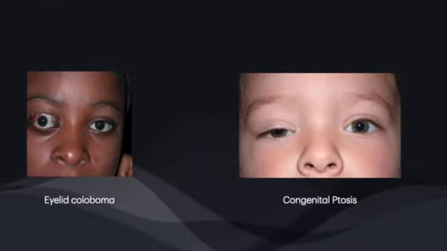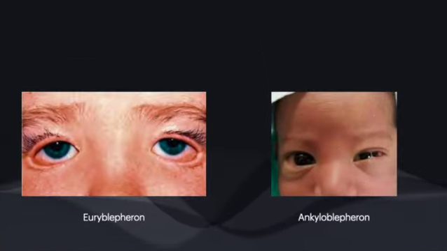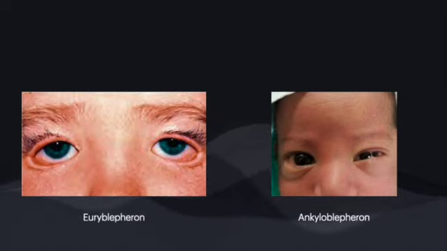When there is a defect in the development, like failure of fusion of the eyelids, then it results in eyelid coloboma. If there is a defect in LPS formation, then it can result in congenital ptosis. Euryblepharon and ankyloblepharon are due to defects in the disjunction. In euryblepharon, you see widening of the palpebral fissure, whereas in ankyloblepharon, due to improper disjunction of the upper lid and lower lid, you see both the lid margins are attached.